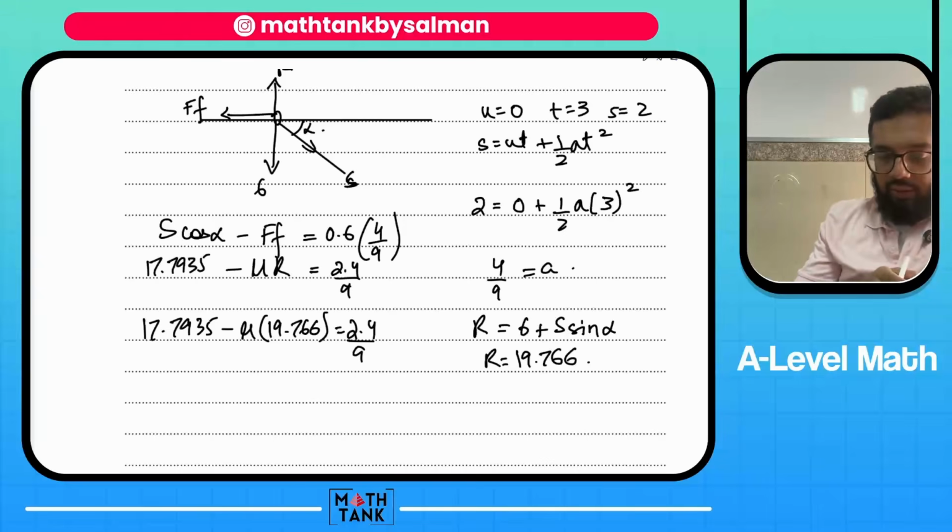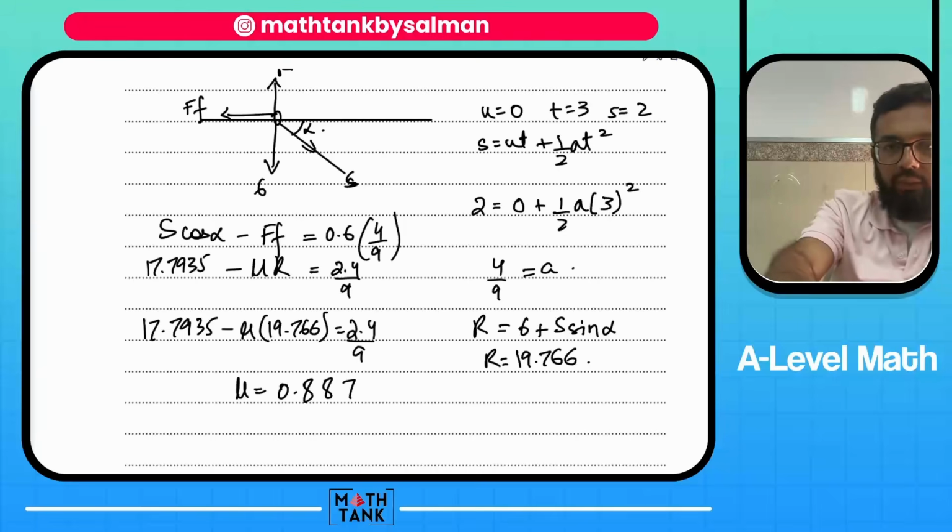Okay, so 17.7935 minus 2.4 over 9. 0.887. I don't know if that's correct. Yes, that is indeed the correct answer.